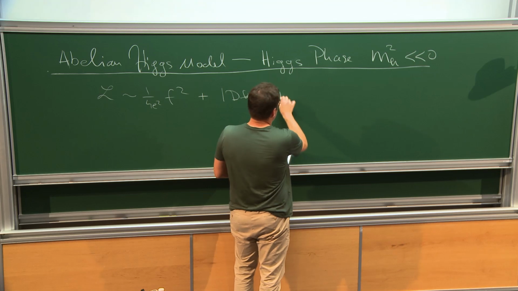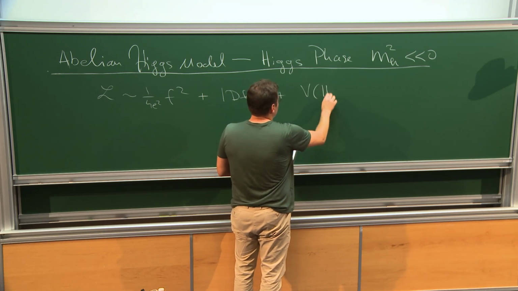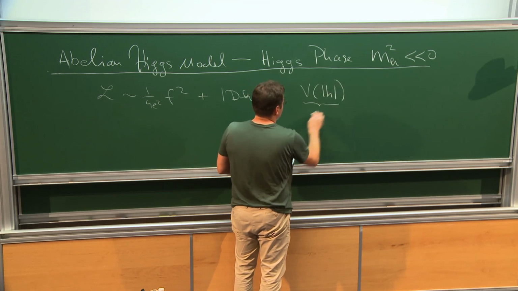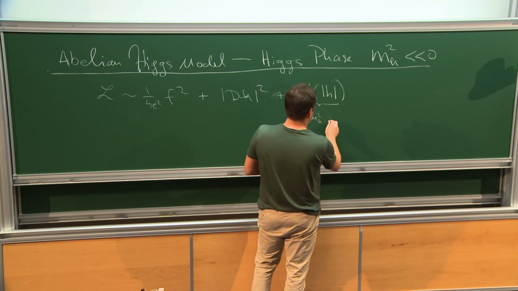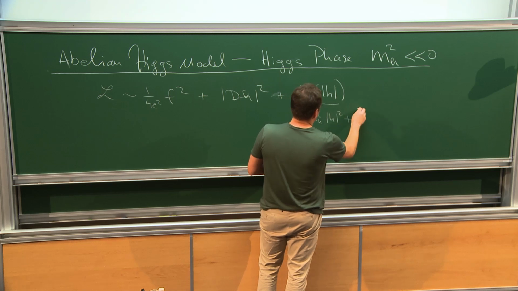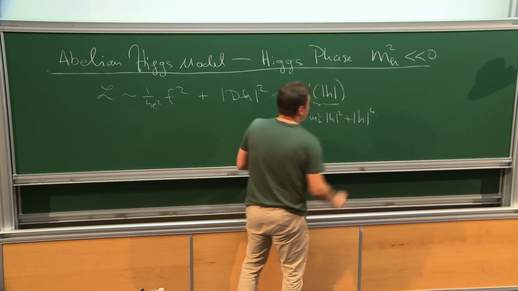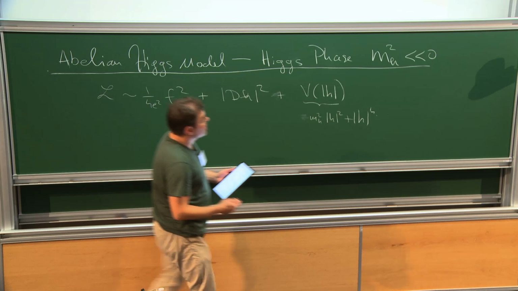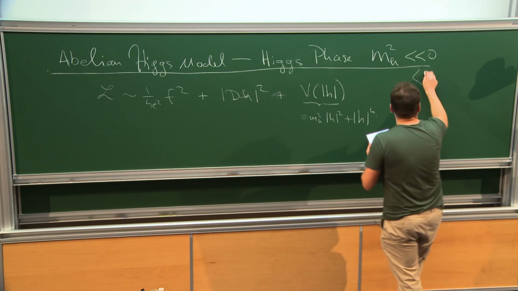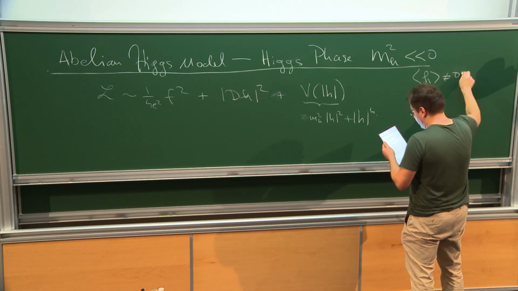And now we're in the Higgs phase, so there's a potential here, which looks something like minus m_Higgs squared, sorry, I'm using conventions in which m_Higgs squared is negative, so m_Higgs squared h squared plus h to the fourth, something like that. All right, so we're in the Higgs phase, h gets a VEV. That's what we started discussing before lunch.